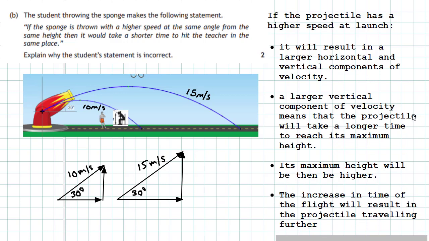And finally, the increase in overall time by increasing the launch speed will result in the projectile travelling further because it's having a bigger horizontal component and a longer time, and therefore it will travel further, as can be seen from the diagram. So if you actually increase the launch speed at the same angle with that sponge, it will sail higher over the teacher and land further away from her, and she'll not be soaked.